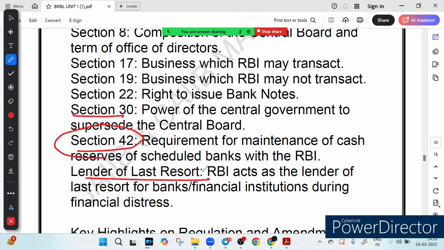So in a nutshell, we can say the RBI Act is the backbone of the Indian banking system. It is what keeps everything running smoothly, ensuring that our money is in safe hands. So that is the Part 1 lecture. We will discuss the regulations and amendments in the next part.